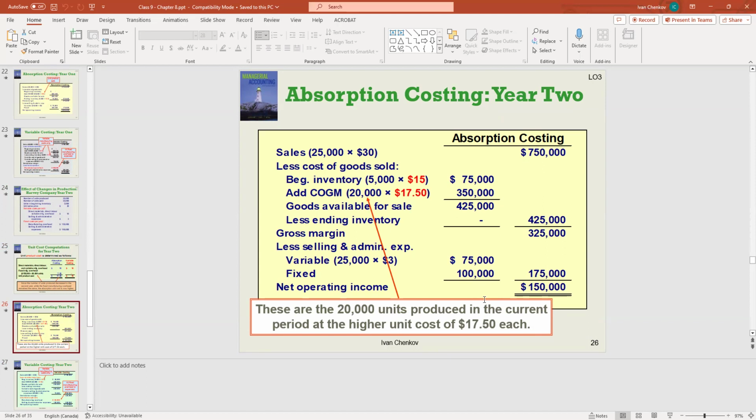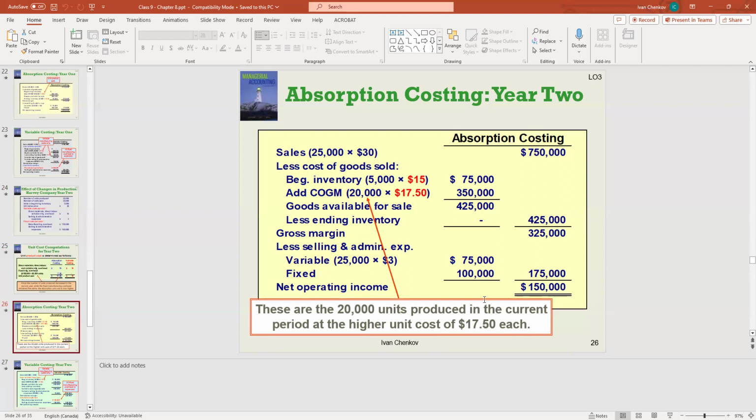So now we're going to release that inventory, and that inventory is going to flow into the cost of goods manufactured. 75,000 plus the cost of goods manufactured, 425 gone. Gross margin 325. Variable costing on selling administrative expenses, we're going to have the variable portion 25 times 3 and the fixed portion 100,000, 175. Net operating income here is 150,000.